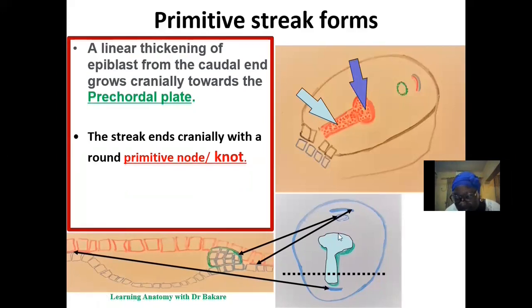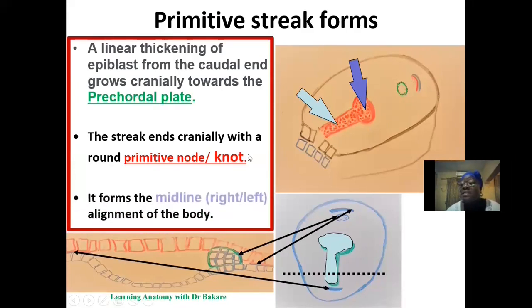Also in this image down here, you see that it extends from the midline of the epiblastic cell, and it finally ends in a rounded primitive knot. So we have the formation of the primitive streak. The primitive streak now ending as the primitive knot. Of course, the direction is towards the precaudal plate at the cranial region.